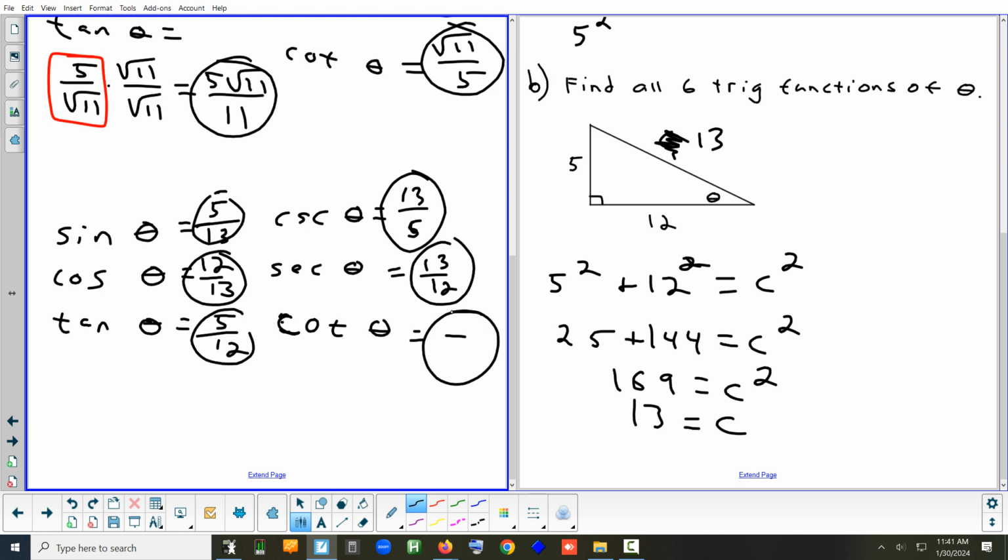So we have to flip something to get the cotangent. Which trig function do we flip? Yep. Flip the tangent to get the cotangent. 12 over 5. Now keep in mind, we did not find the angle there. We don't know that this angle is 42.7 degrees or whatever it is. That wasn't the goal. That's going to be the goal tomorrow. Any questions on that?